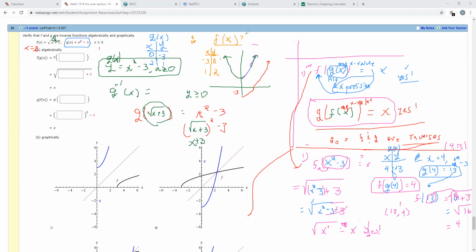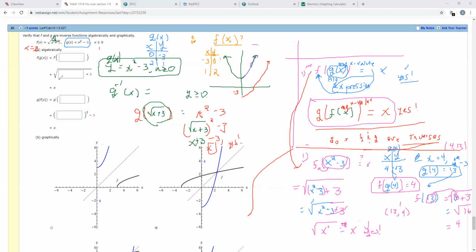And then minus 3. And that does equal x. So that's a yes. And we already showed the other one was a yes, the other composition. So therefore, we do know now that these two functions, f and g, are inverses of each other.